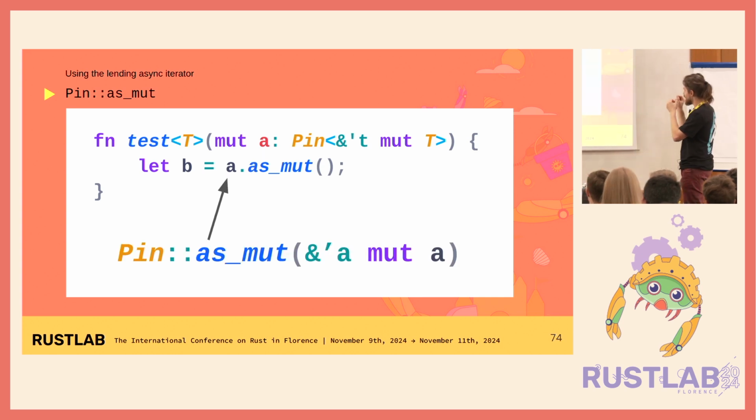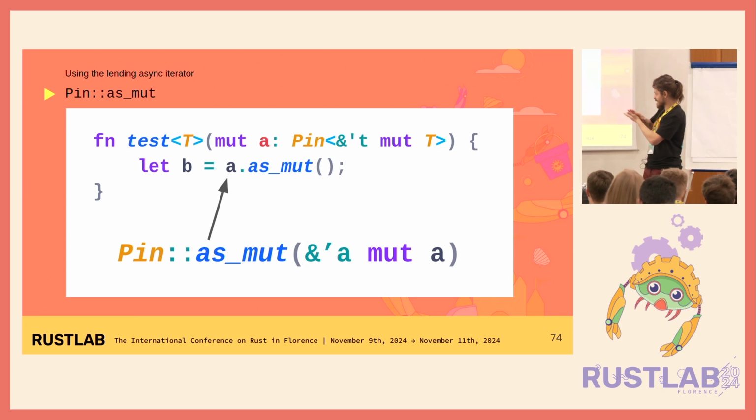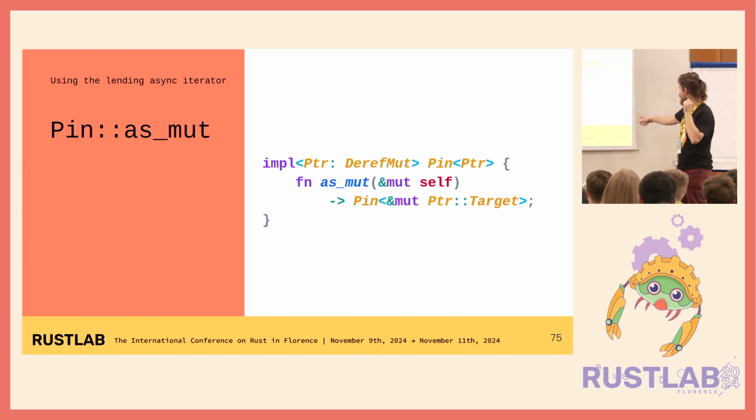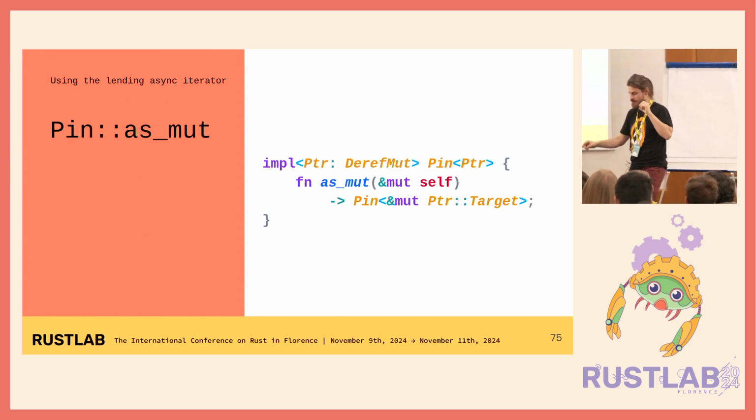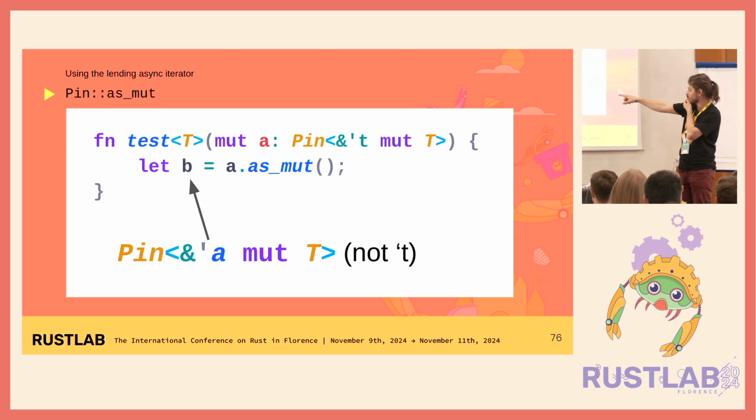a.as_mut can be seen as Pin::as_mut and the self, but self is a mutable reference to a with 'a, not 'T. And the definition means that our lifetime flows from the mutable reference to self to the mutable reference to the target pinned. So it means that b is a Pin mutable reference to T with lifetime 'a, not 'T, which was the original lifetime.